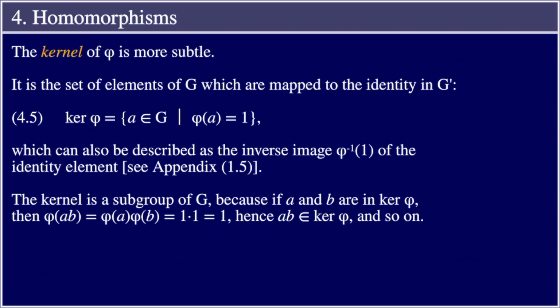The kernel of φ is more subtle. It is the set of elements of G which are mapped to the identity in G'. 4.5. The kernel of φ is equal to the set of a in G such that φ(a) = 1, which can also be described as the inverse image φ^-1(1) of the identity element. See Appendix 1.5. The kernel is a subgroup of G because if a and b are in the kernel of φ, then φ(ab) = φ(a)φ(b) = 1·1 = 1. Hence ab is a member of the kernel of φ, and so on.